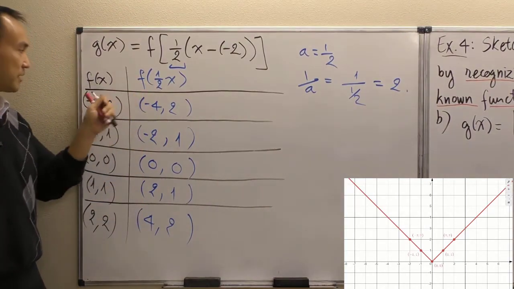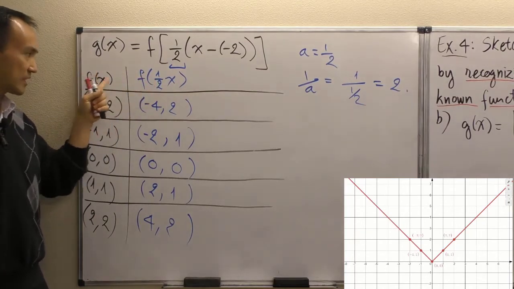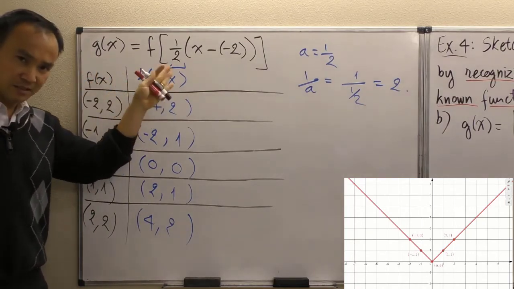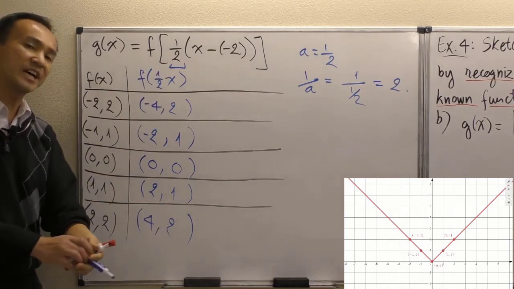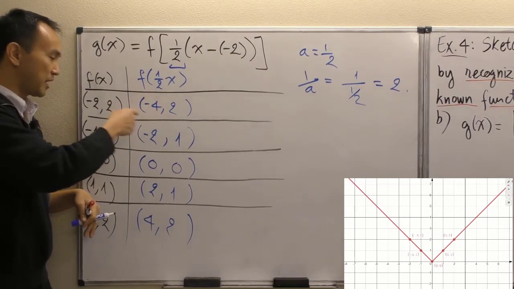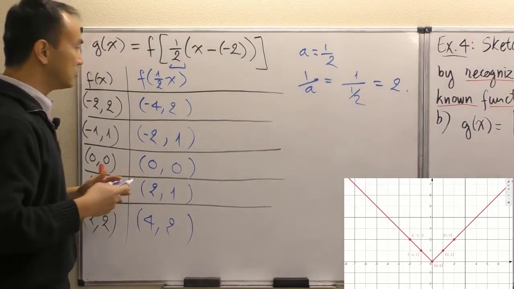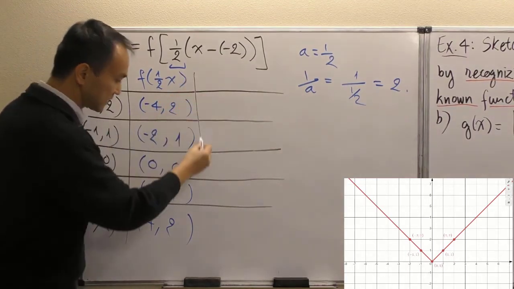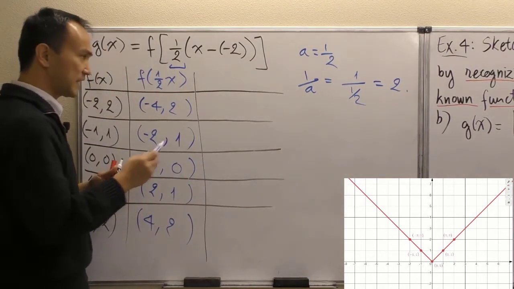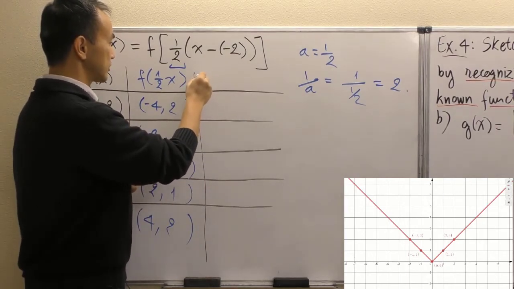So now these are the guiding points after transforming the function from f of x to f of 1/2 x. But this is not the complete g of x yet. This is just f of 1/2 x. We transformed by multiplying every x value here by 2. Now I'm going to move on to the next step, which is going to get us to the final g of x, the final transformation.